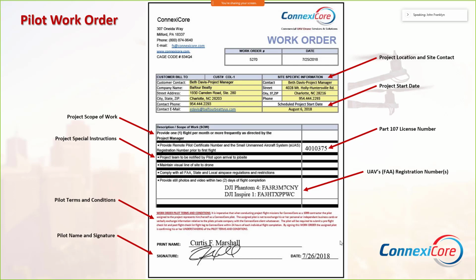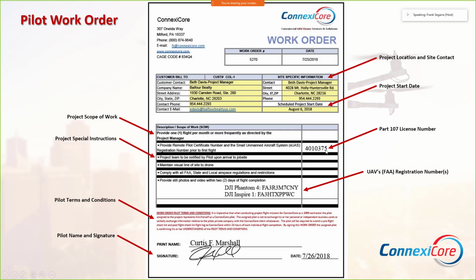That's correct. So here is our work order. This is a sample work order. So we have a work order number. We have the customer information on the left. We have the site and site contact information on the right. We have the scheduled project start date. Of course, that's to be determined based on weather. We have project scope of work listed here. In the center, we have any special instructions that might be specific to that project.